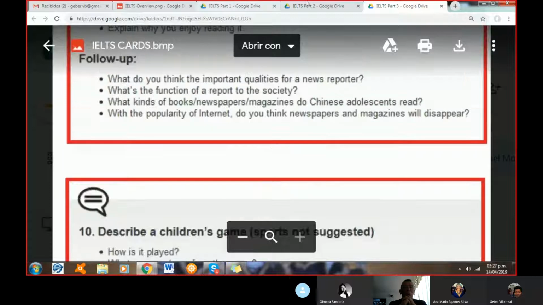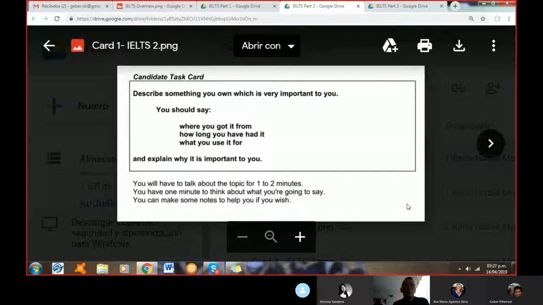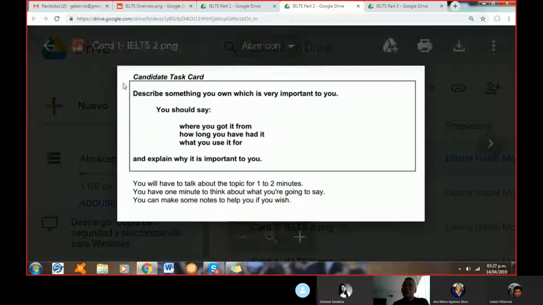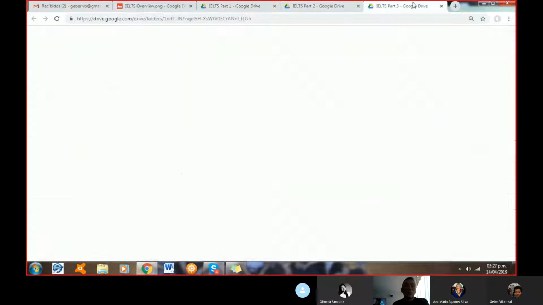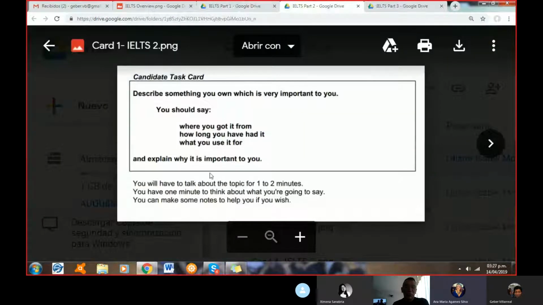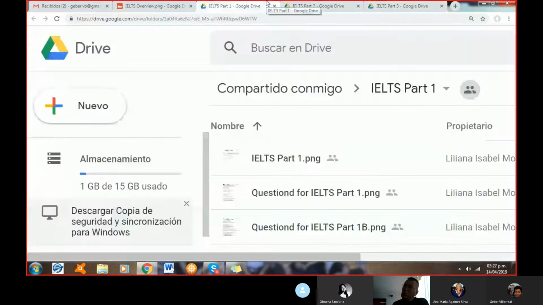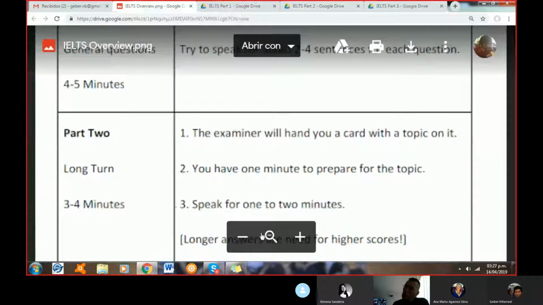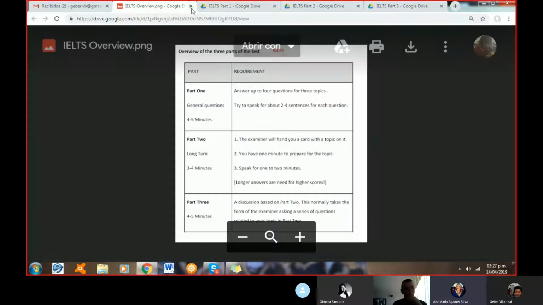Only in part two will you be able to see the card, I mean the screen of the examiner, the tutor that will do the test for you. But the rest, part one is only answering questions, and also part three. In part two you will be given a card. In part three you will have 5 minutes to talk. Here it says 4 to 5, but it will be about 5 minutes. So that's all the procedure. Do you have questions about that?